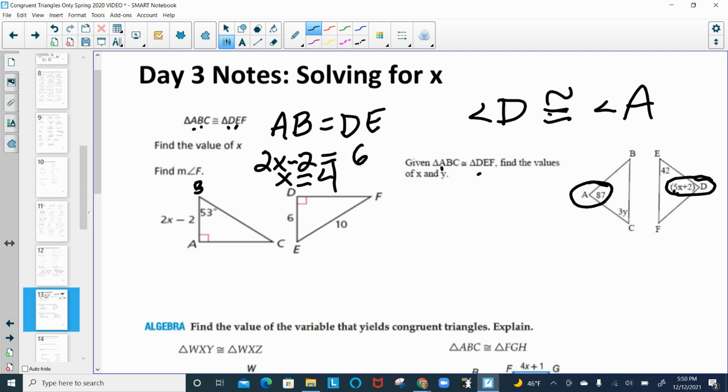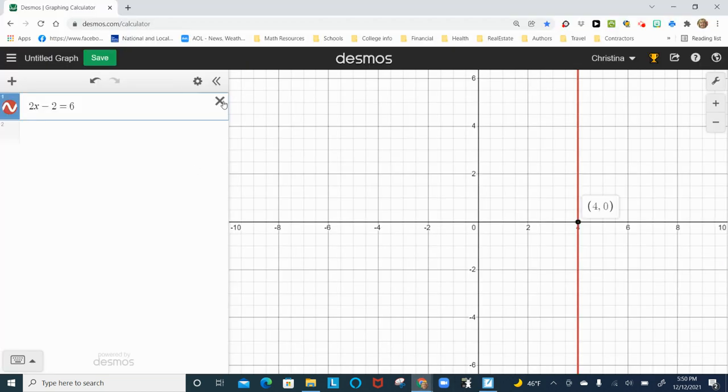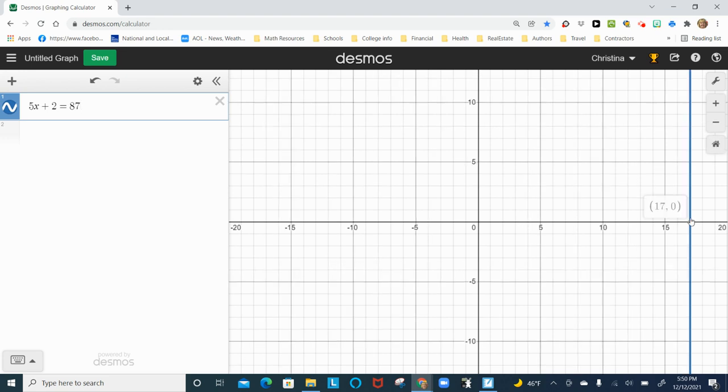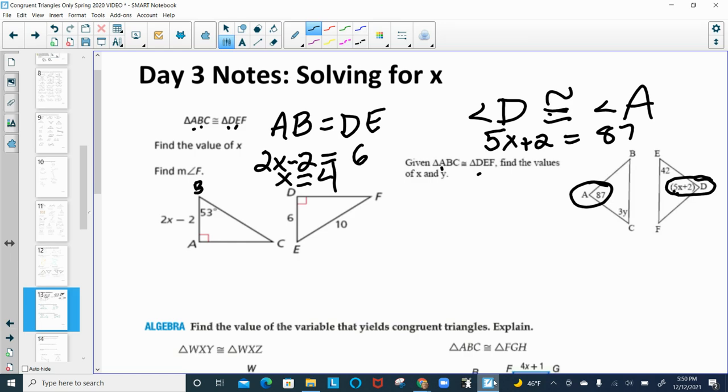So much like the first problem, this is very simple. We take the information and substitute it into that little equation, setting the two pieces equal. And then we go over to the Desmos calculator. 5x plus 2 equals 87. And we have to zoom out just a little bit to see that answer. That answer is 17. So x is 17.